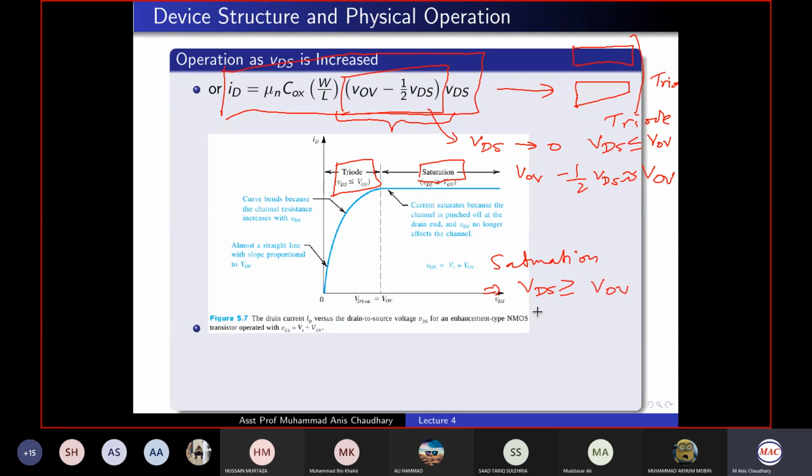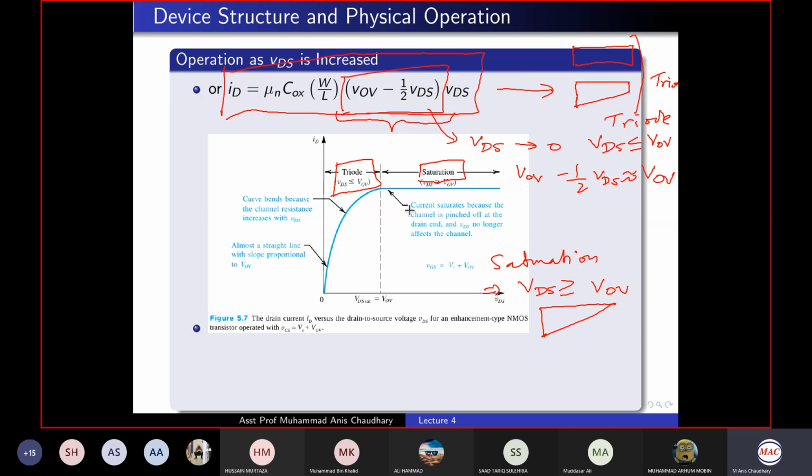और चैनल के साथ क्या होता है? इस केस में चैनल के साथ ये होगा कि द चैनल इज पिंच्ड ऑफ। When the channel depth is reduced to 0, we say that the channel is pinched off. Let's see कि इसका क्या meaning है. Let's consider the case VDS equal to VOV first, and then we'll see कि VDS greater than VOV के case में आपके पास क्या आता है.